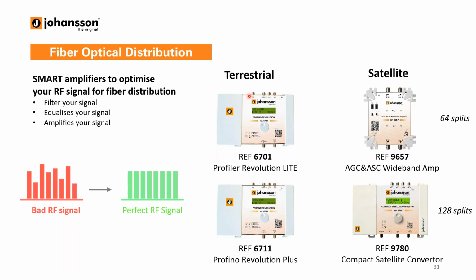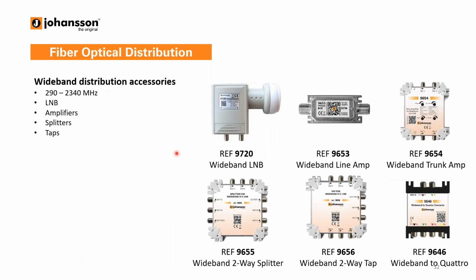So we have two models, and typically we use one of these two models in a fiber solution for terrestrial TV, and for satellite we have these two models. So basically, they will filter, equalize, amplify your incoming RF signal so that you can have a perfectly aligned signal at the output, and that's then perfect to enter into your optical transmitters.